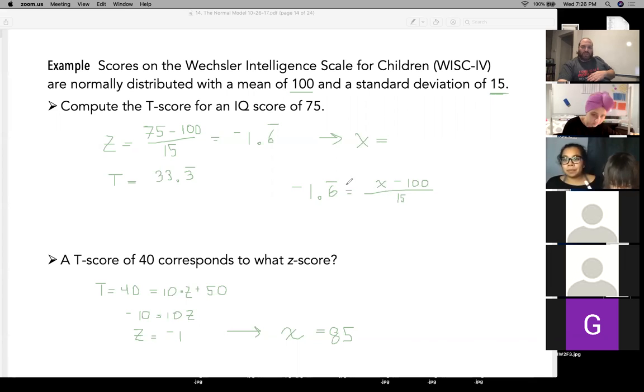So all you've got to do is cross multiply. Negative 1.6 bar times 15, you get negative 25, equals x minus 100. And therefore, what is x? 75. So x is equal to 75, right? So z is the connection between t and your data point itself. Does that make sense? Yeah.